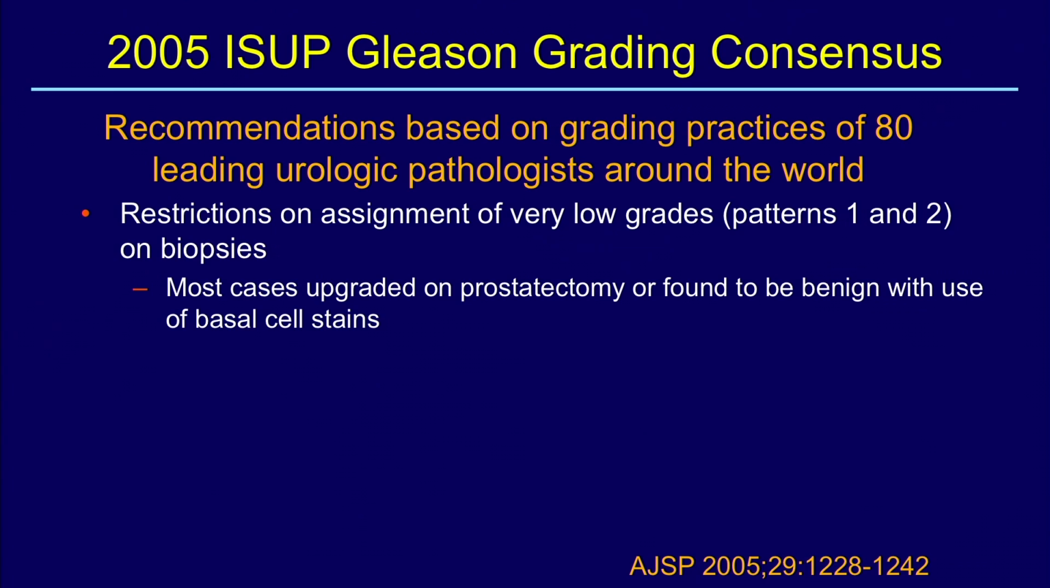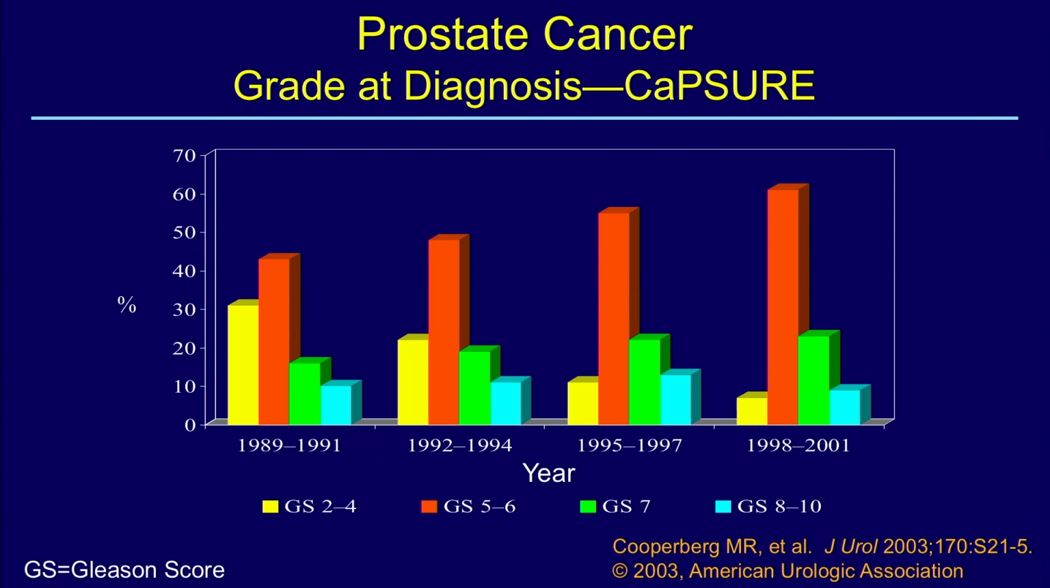And some of the things that were done at that time is we all agreed there should be restrictions on assignment of very low grades, pattern 1 and 2, on biopsies. That's why you just don't see it anymore, because a lot of these were found to be benign, and almost all of them were upgraded at the time of prostatectomy. So it wasn't very informative to have very low grades on a biopsy.